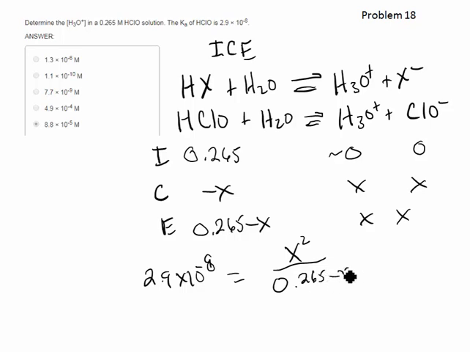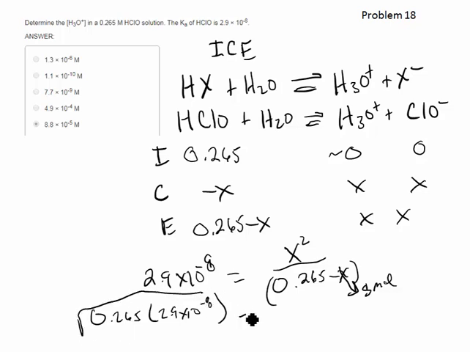0.265 minus X. Now, in this case, we have a very small ionization constant, so we can assume X is small, and this simply becomes, we move 0.265 over here, multiply it by 2.9 times 10 to the minus 8, take the square root of that whole thing, and we're equal to X. Now when I do that, I get X is equal to 8.76 times 10 to the minus 5th, and that's very close to that one, and so that's our answer, because it asks for what is the concentration of H plus. It could ask for the pH. I just take one more step.